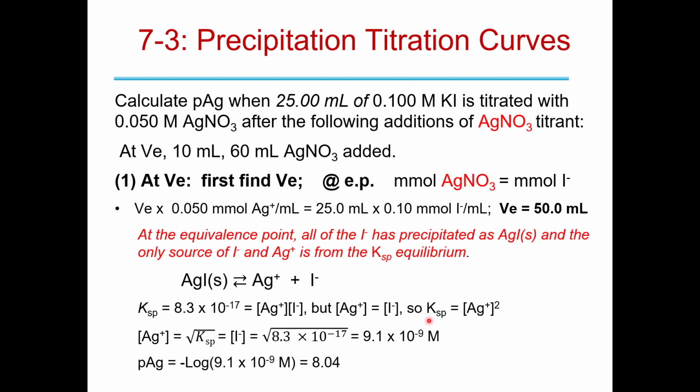Then we solve this equation for that silver ion concentration, and to do that, we just take the square root of both sides of the equation. The square root of silver squared gives me the silver ion concentration. We take the square root of Ksp, which will also, by the way, be equal to the iodide concentration. We take the square root of that number and get 9.1 times 10 to the negative 9th molar. So the silver concentration is, as we expected, very small. To find the pAg then, we just take the negative log of that number. You take the logarithm of this number, multiply that by -1, and you'll get 8.04.